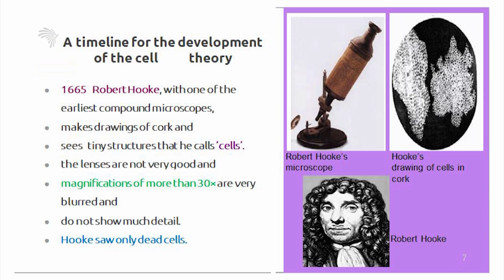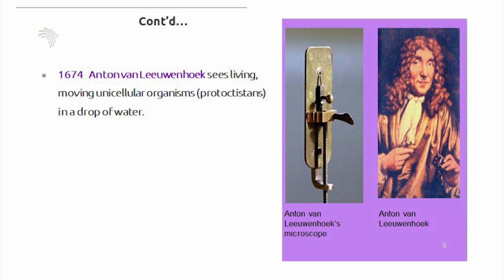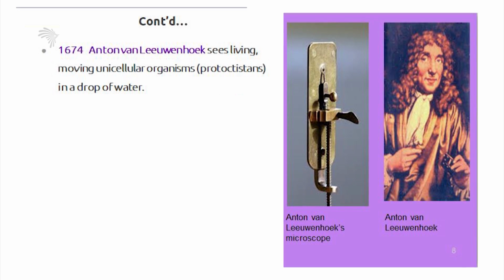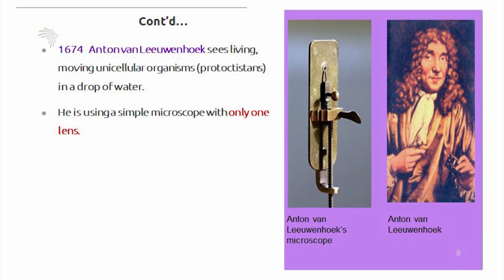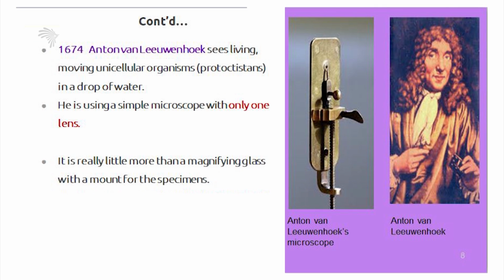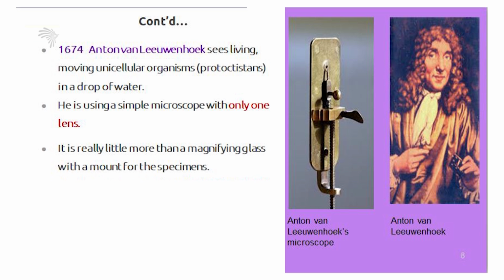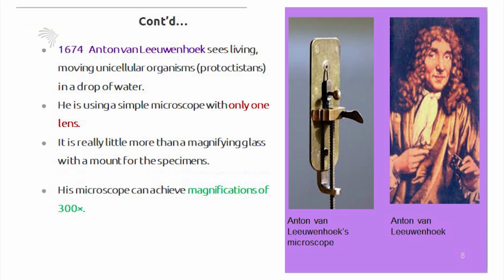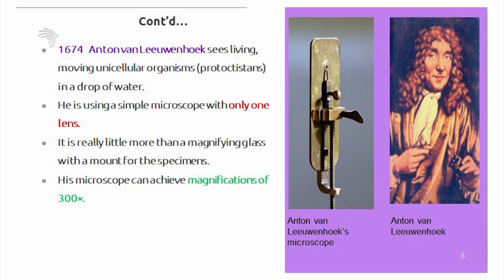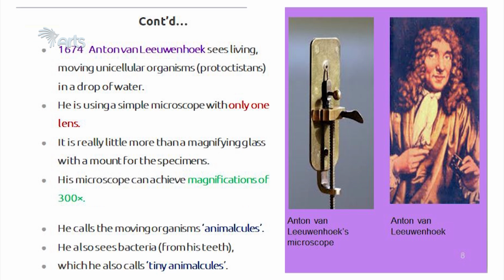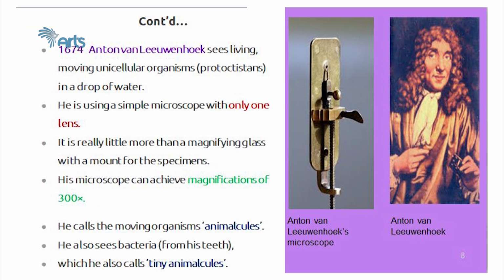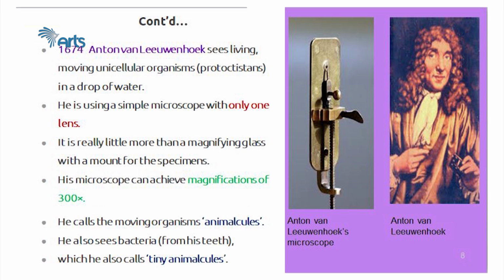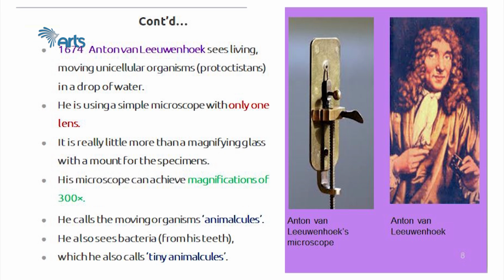Next, in 1674, Anton van Leeuwenhoek saw living, moving unicellular organisms that he called protoctista in a drop of water. He used a simple microscope with only one lens. It is really little more than a magnifying glass with a mount for the specimen. His microscope could achieve a magnification of 300 times, which is more than Robert Hooke's microscope, which was 30 times. He called the moving organisms animalcules. He also saw bacteria, which he also called tiny animalcules. Robert Hooke also comes in the second place in the contribution to the development of cell theory with his crude microscope.